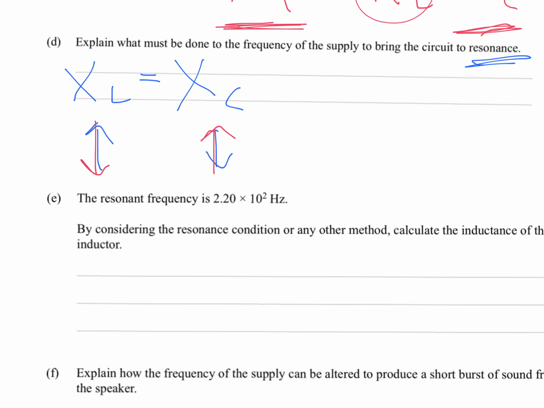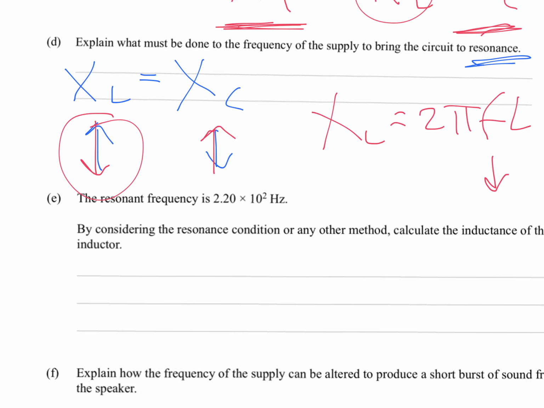So if we look at the formula for XL equals 2 pi fL, L's not going to change, 2's not going to change, pi's not going to change, so we have to lower the frequency in order to get a drop in XL. And that's what we can see over here, the next question. The resonant frequency is 220 times 10 to the 2, which is 220 hertz, and we were previously at 450. The frequency has been lowered.